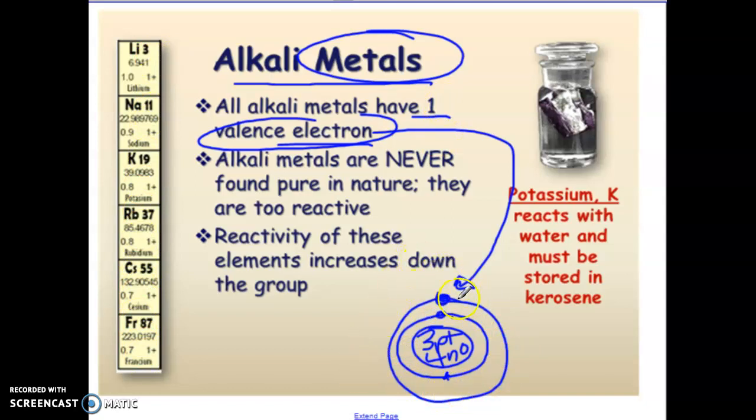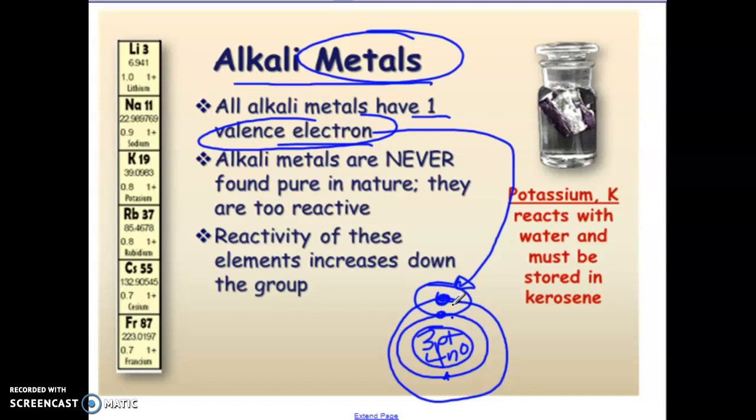This is actually very unique in that they are very reactive because of this. You never find alkaline metals in pure form in nature, because anytime an alkaline metal comes in contact with other elements, it tends to react. The reason why is because it has only 1 electron on its outer shell, so it's very easy to lose that electron to become an ionic compound. We will review all of that later on in this unit.